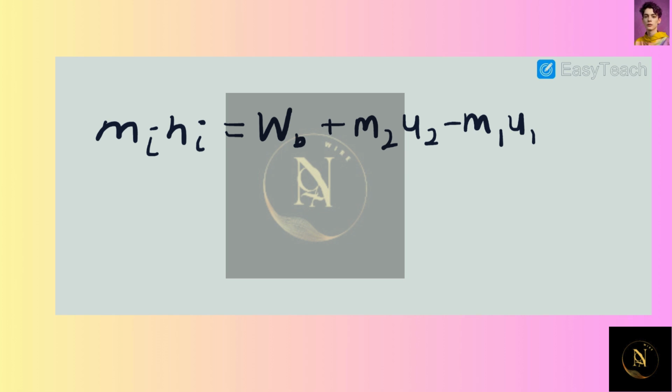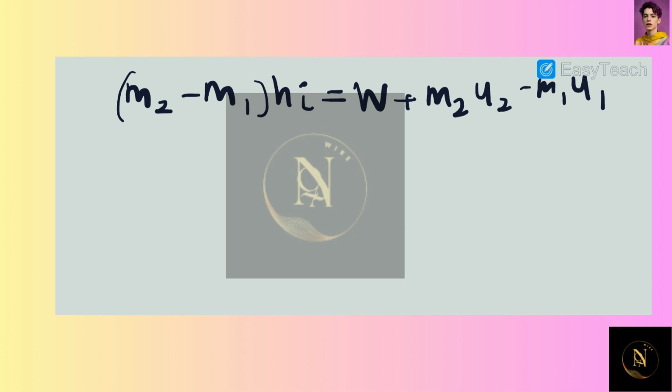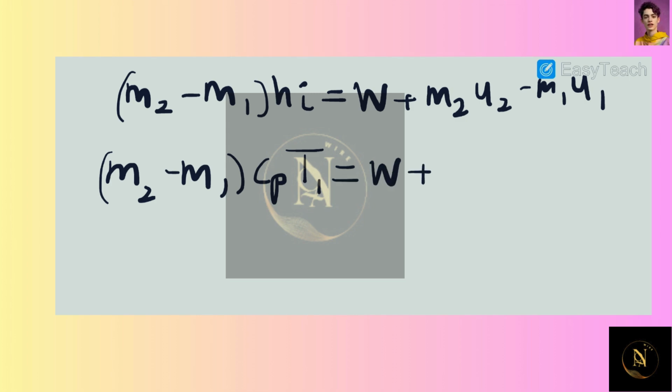Now what we can do is insert our mass balance in here as well and rearrange some terms to say that M2 minus M1 times Hi is equal to work plus M2U2 minus M1U1, and we can use the definition of enthalpy being equal to CP times T and internal energy being CV times T, and say that M2 minus M1 times CP times Ti is equal to work plus M2 CV T2 minus M1 CV T1.